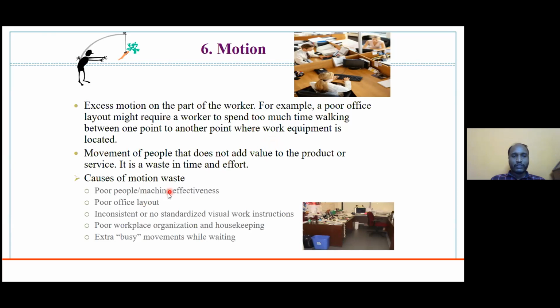The causes of motion waste are poor people or machine effectiveness, poor layout, including the office layout, and inconsistent or no standardized visual work instruction. The unnecessary motion also causes fatigue to the respective operator, so that should be eliminated.